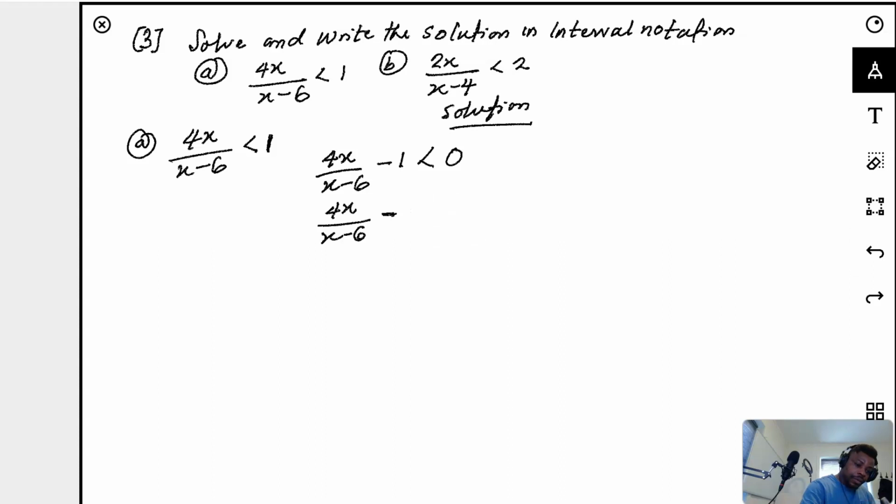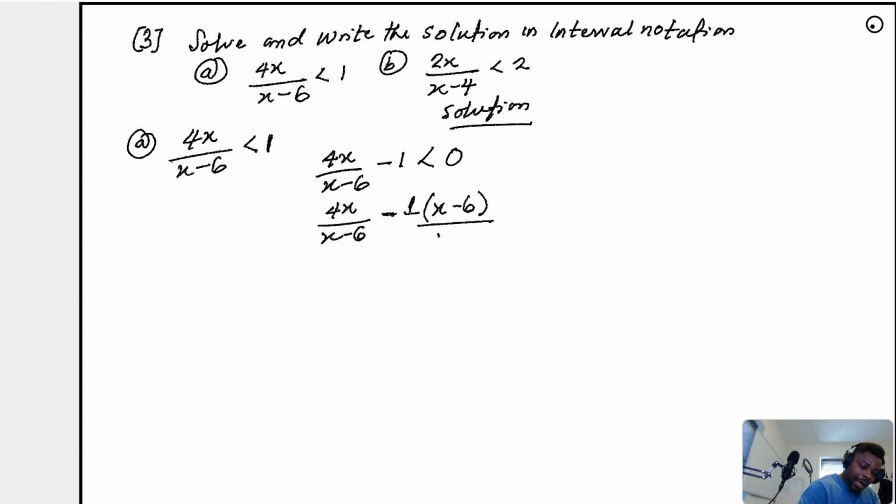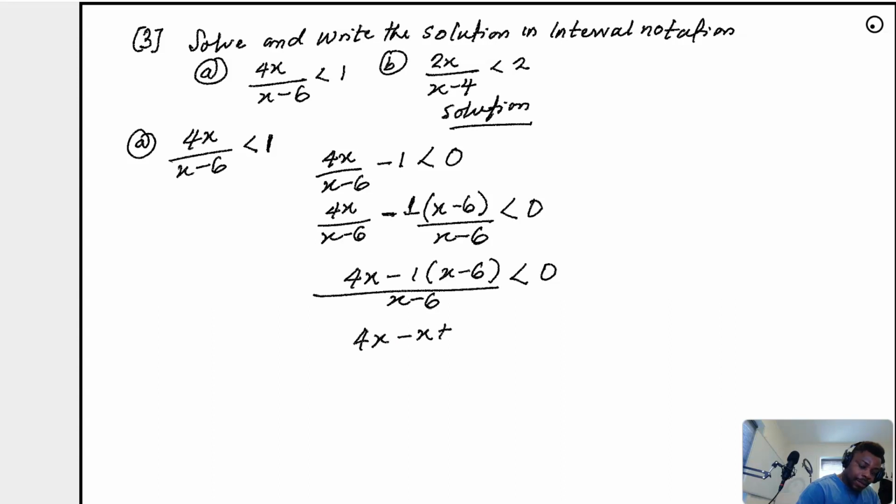So that is 1. Put x minus 6 over x minus 6. So it's like I've done nothing here. Now, what do we do here? We can now say LCM is x minus 6 because x minus 6 is common. So this is 4x minus 1 bracket x minus 6, right? Less than 0. So this is 4x, open the bracket, minus x plus 6 over x minus 6 less than 0. 4x minus x, that is 3x plus 6, then x minus 6 less than 0.